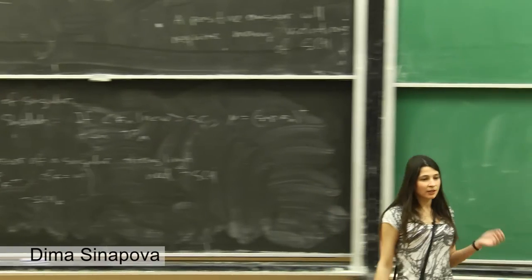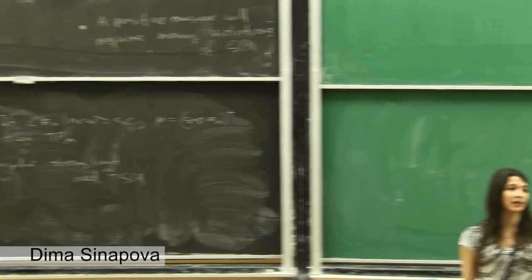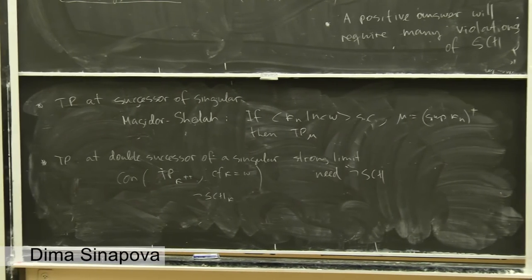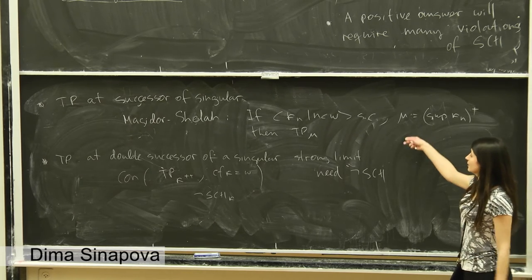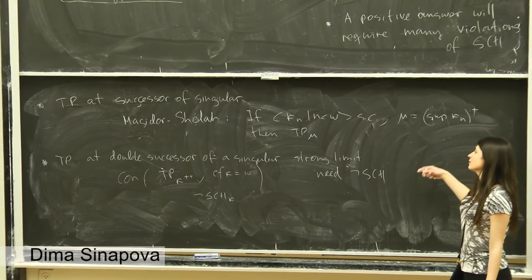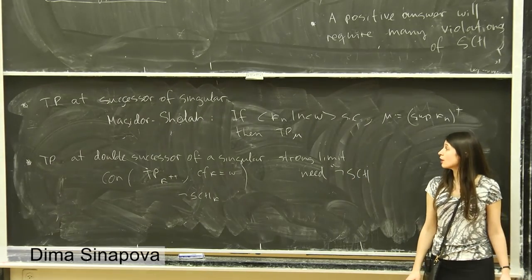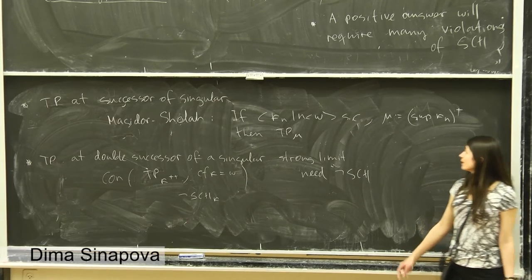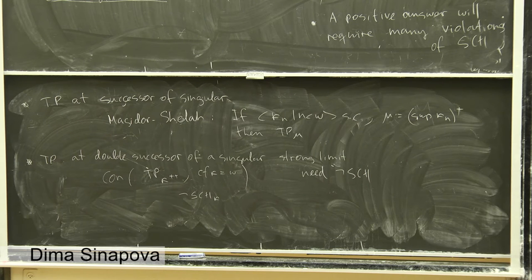So in this talk, I'm going to present two theorems about getting models where the tree property holds both at the single and the double successor of a singular cardinal. And as we see from these classical results, we would have to have a construction where SCH fails. And we would also, because we have to pay for it, have at some point started with omega many supercompact cardinals.